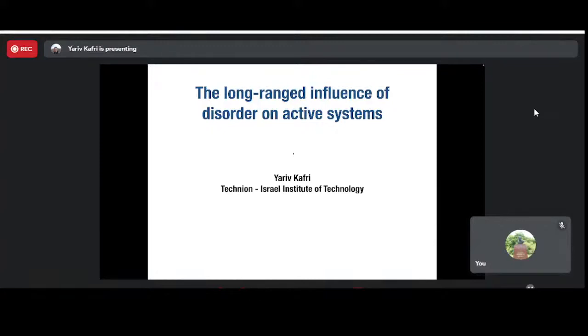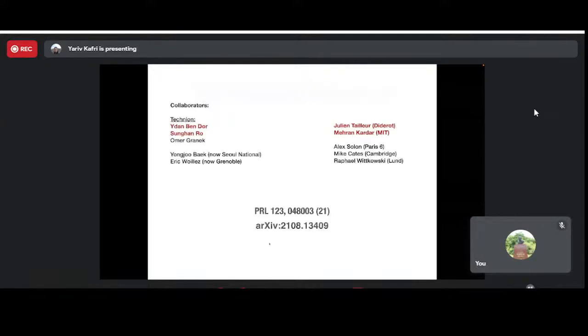So today I'm going to talk about the long-range influence of disorder on active systems. This is work that was done by a host of people, specifically people in the Technion and outside the Technion. I've highlighted the two works that I'm going to focus on, which you can find in the references below. The authors are Idan Bendo, who is a PhD student graduating soon at Technion, Sungan Ru, who is a postdoc here, and Julian Tayor from Paris, and Meron Kardar from Boston.